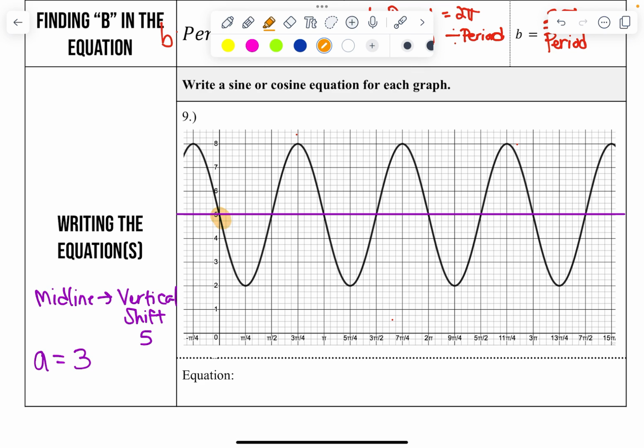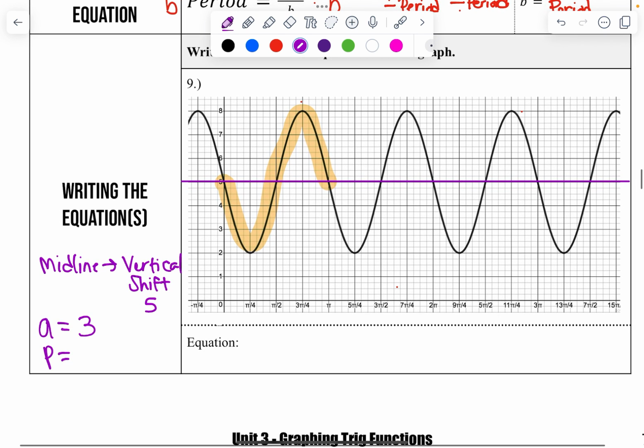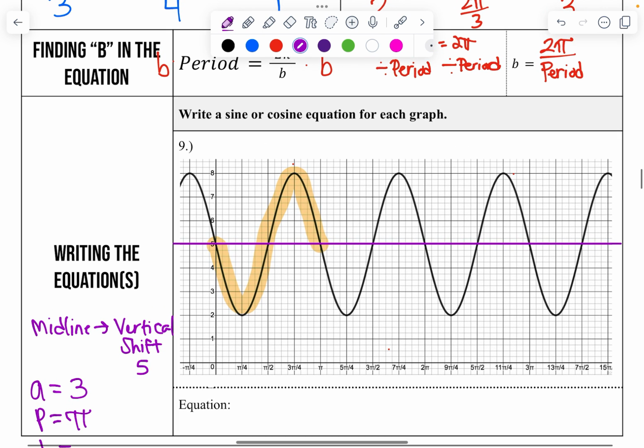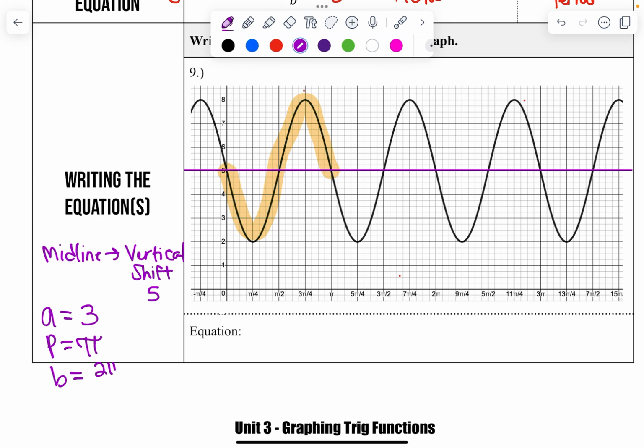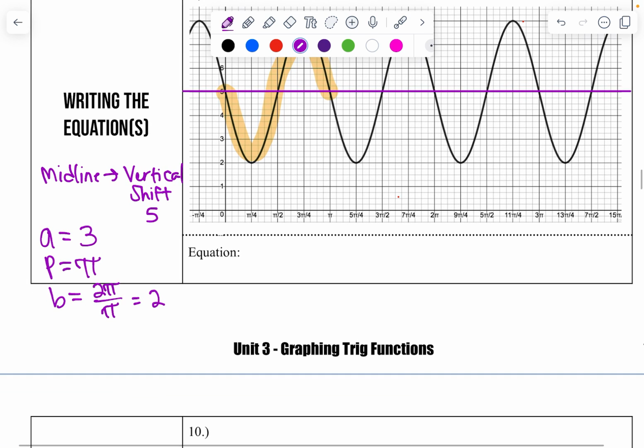If we trace, so we started at midline, gotta go low, high, back to a midline, we see that our period equals pi. So then to find our b value, we gotta take 2 pi and divide it by the period. And so we get 2. You can also just, if you remember that the period is 2 pi over b, you can always solve for it that way as well.